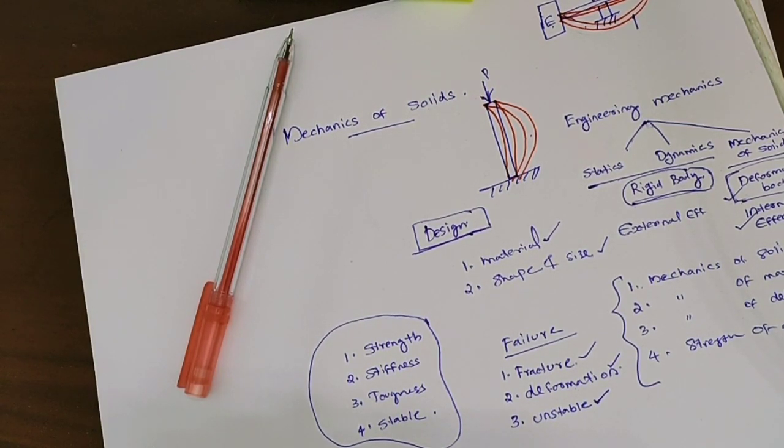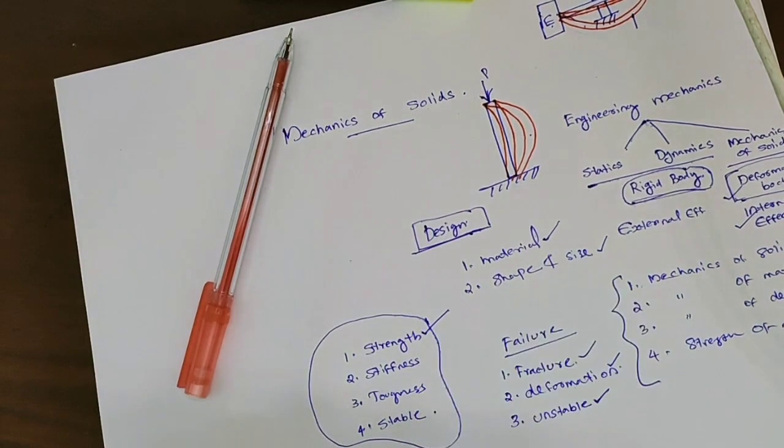And how can we develop adequate strength in the component? The component should have enough size and shape. So during the design process, we should select proper size and shape for the component, as well as the appropriate material, for adequate strength without any fracture. So that is the first requirement, or first criterion, for a safer design.